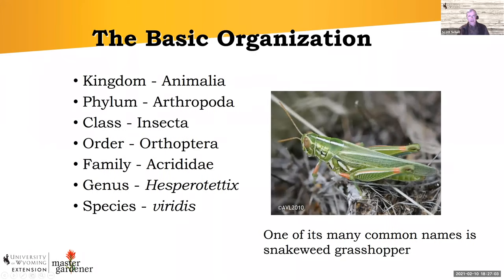So the basic organization is kingdom, phylum, class, order, family, genus, species. And then the taxonomists have stuck a whole lot of subs and supers and subfamilies and all sorts of things in there, but these are the basic ones. And so the kingdom is Animalia. We belong to that kingdom too, but immediately insects go into the phylum Arthropoda.